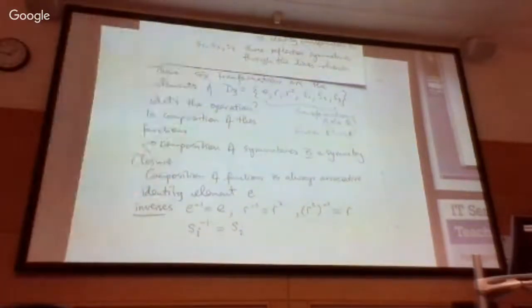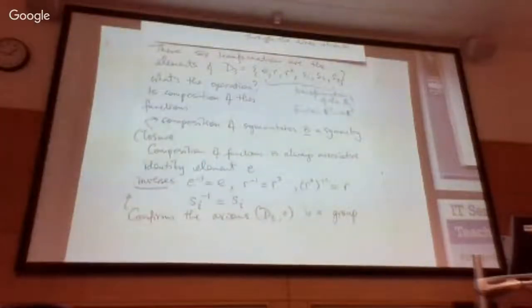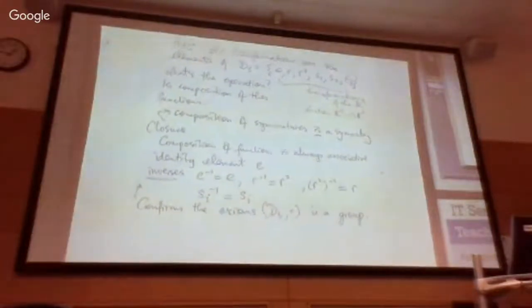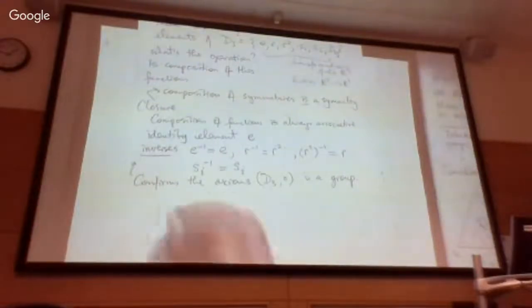Anyway, what we've done there confirms the axioms. All of this confirms the axioms. So D3 with composition is a group. And you can equally well play this game for D4, D5, D6, D7, any of the regular polygons. But really we still don't know everything about the group, though we know a lot about the group.